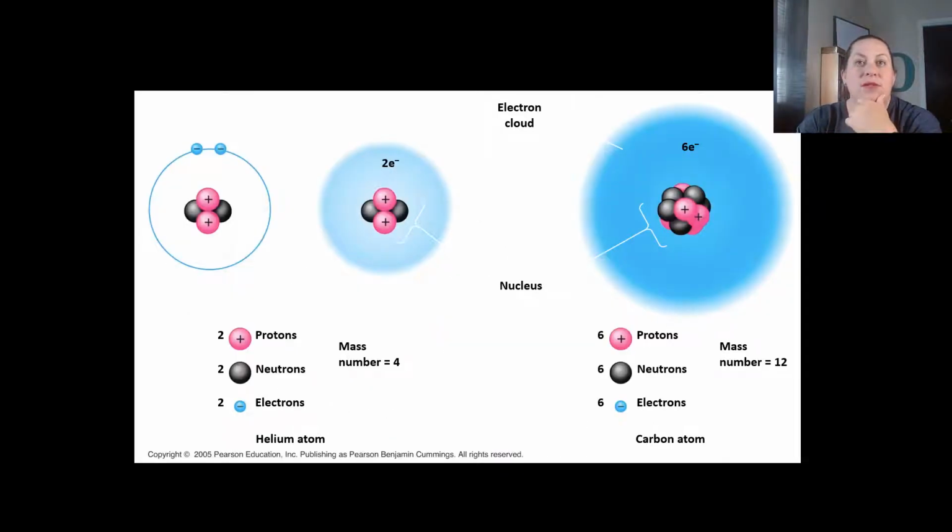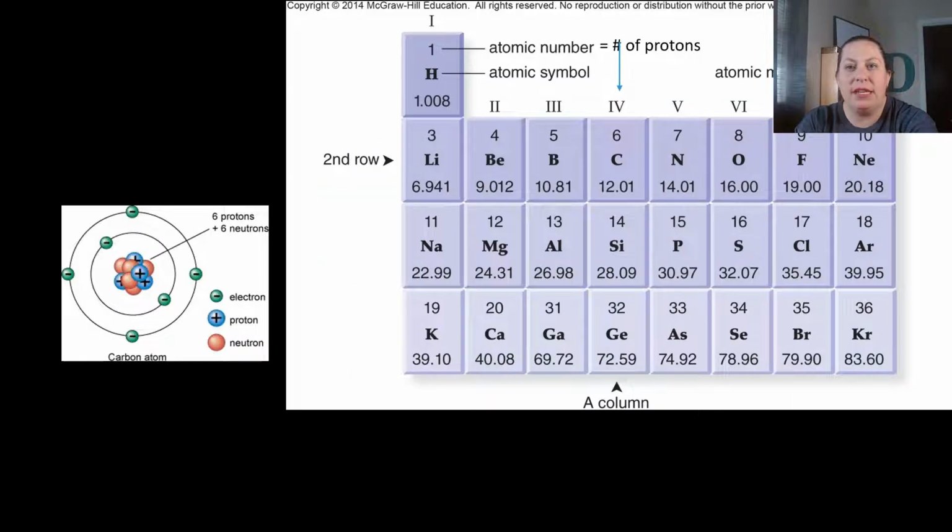All right, so guys, if you take a look here, we have, looking again, the protons and neutrons in the nucleus. You then have the electron cloud, which is going to contain the electrons. And you can see the difference between the helium atom that only has 2 of everything versus the carbon atom that has 6 of everything. So let's take a look here at this periodic table.